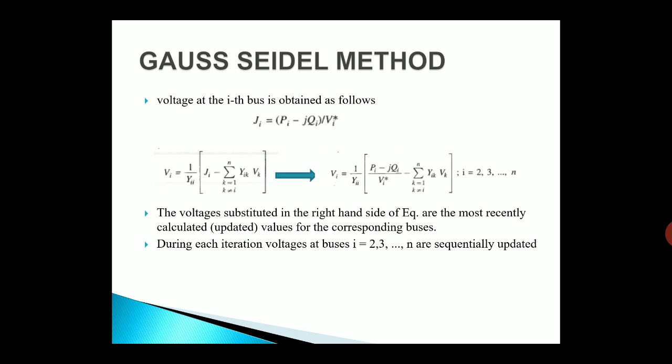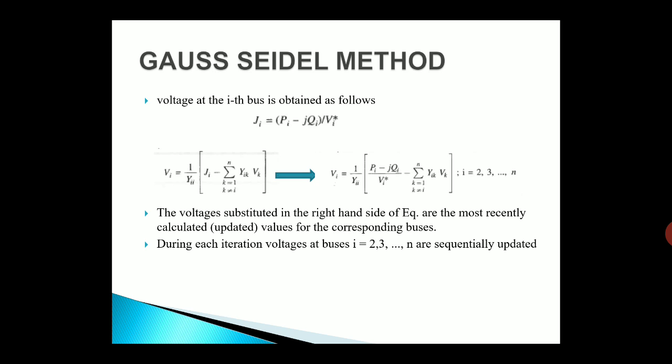When we say Ii, that is the injected current in the ith bus, the actual current that is getting into the ith bus. It is equal to the injected real power minus j times the injected reactive power, divided by the conjugate of the voltage at that bus.